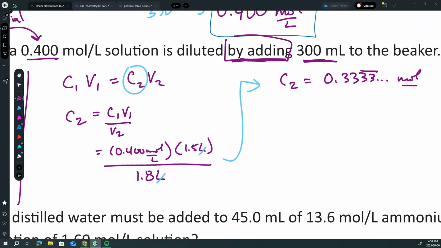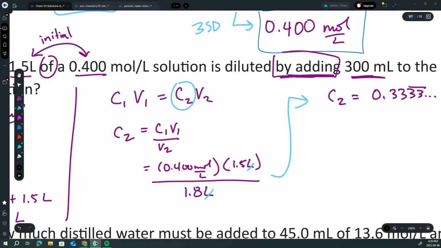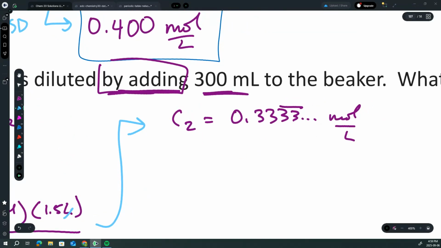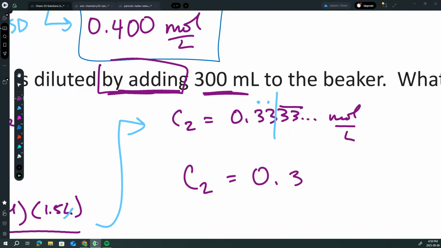That's moles per liter. So then, looking at the numbers given to me in my question, the number with the least amount of sig digs is 1.5. So that's 2 significant digits. So my answer has to be in 2 significant digits. So 1, 2. There's my cutoff line. C2 is equal to 0.33 moles per liter.